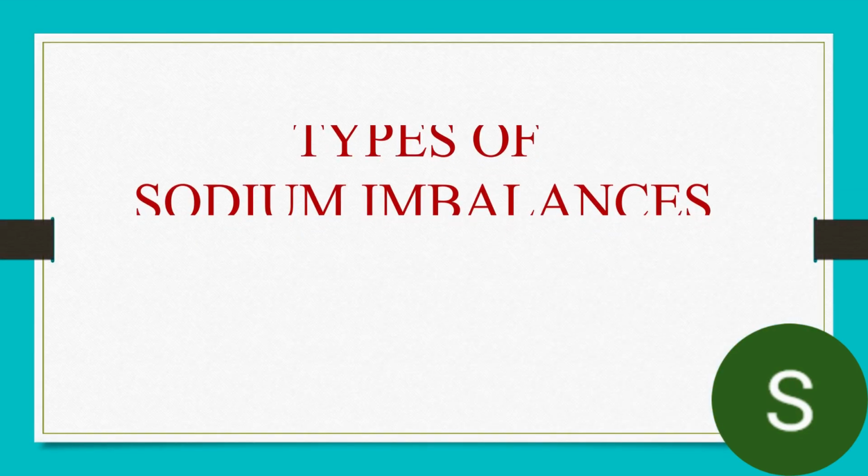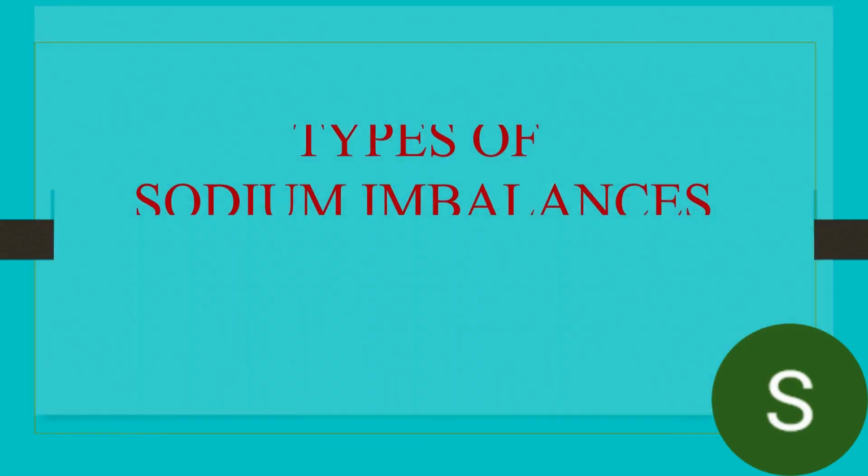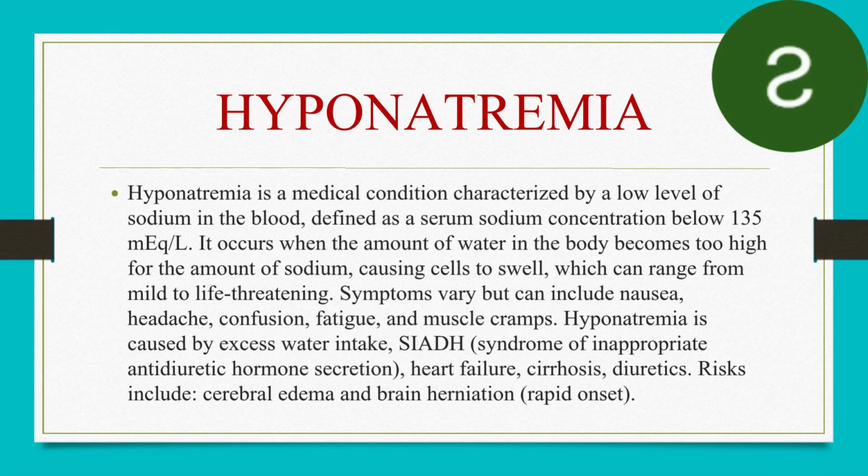Types of sodium imbalances. Hyponatremia. Hyponatremia is a medical condition characterized by a low level of sodium in the blood, defined as serum sodium concentration below 135 mEq/L. It occurs when the amount of water in the body becomes too high for the amount of sodium, causing cells to swell, which can range from mild to life threatening.